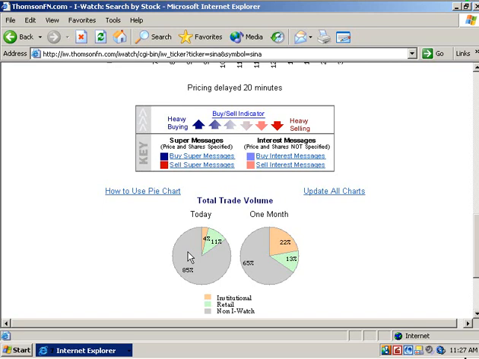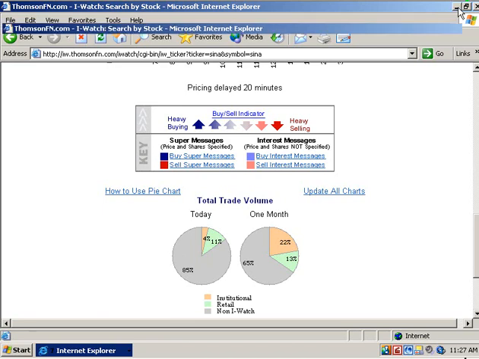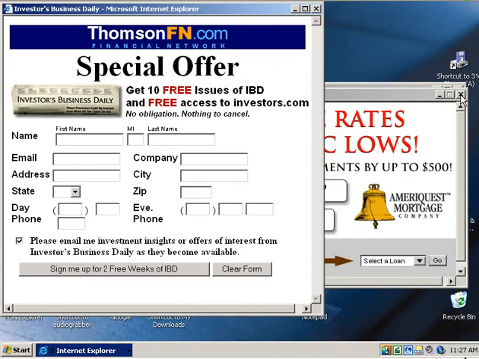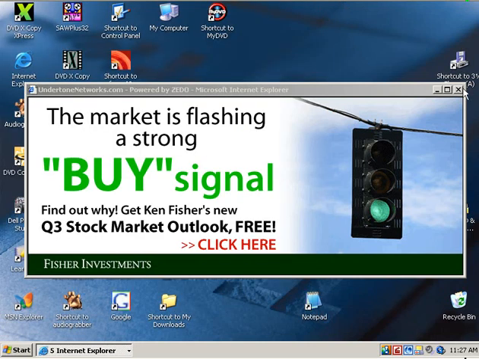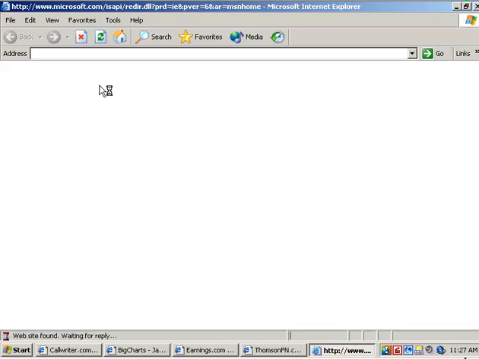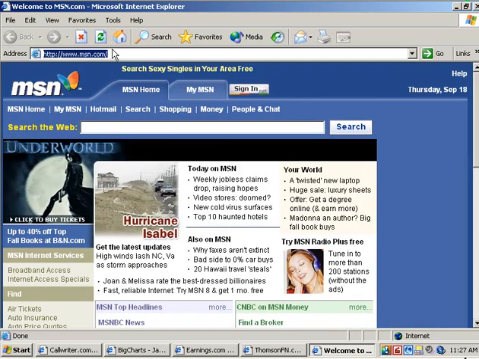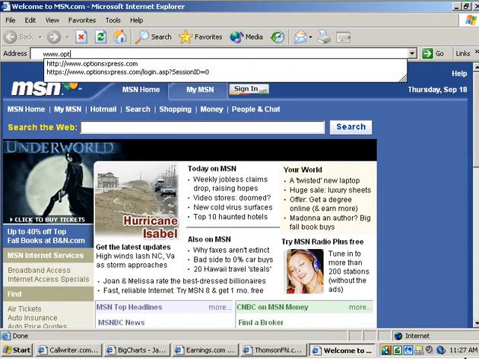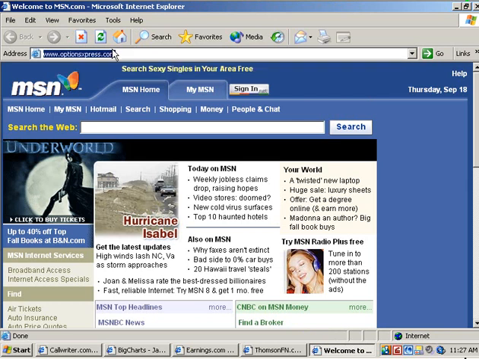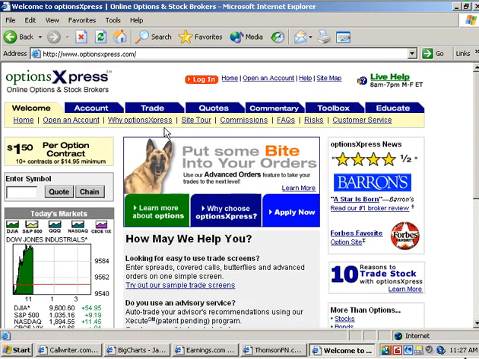So now the only thing left to do is definitely show you how to do this calendar spread trade, okay? So we definitely need to go to our Options Express account, and after we get rid of these pop-ups, we're going to go back to our Explorer, and we're going to type in www.optionsexpress.com and simply hit the enter button. And definitely that's going to take you to the Options Express homepage. What we want to do here is click on the red login button. Let's go ahead and do that.